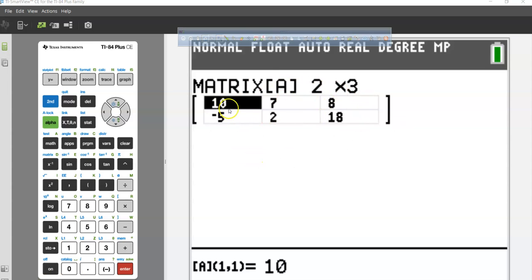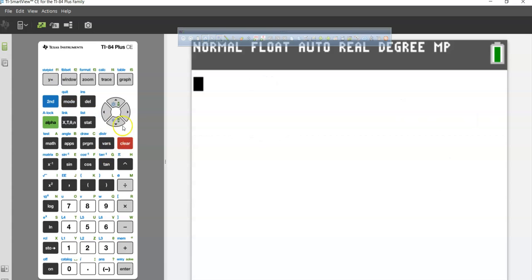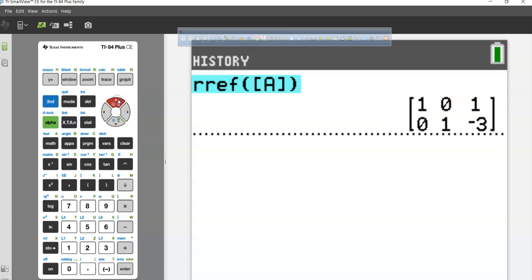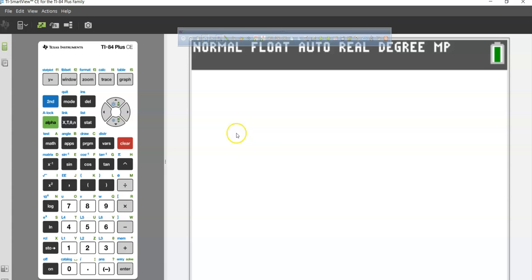Now that I have the matrix built, all I have to do is hit second mode. So let's say you accidentally cleared everything out. That's okay. You can still go up and select it. Let's say you just want to see me do it from the very beginning. So from the very beginning, how do you get to reduced row echelon form? I'll do it one more time.